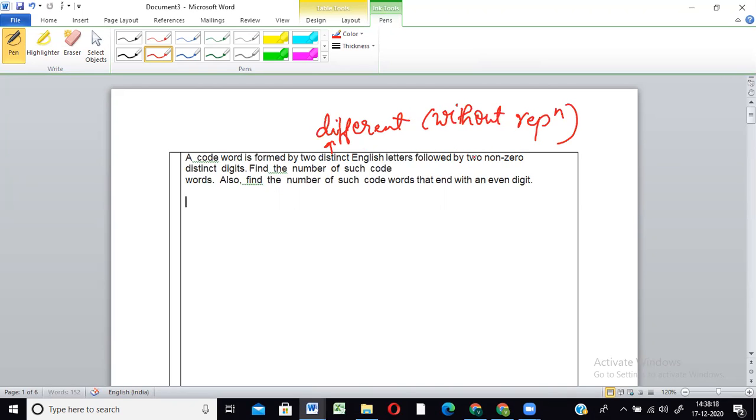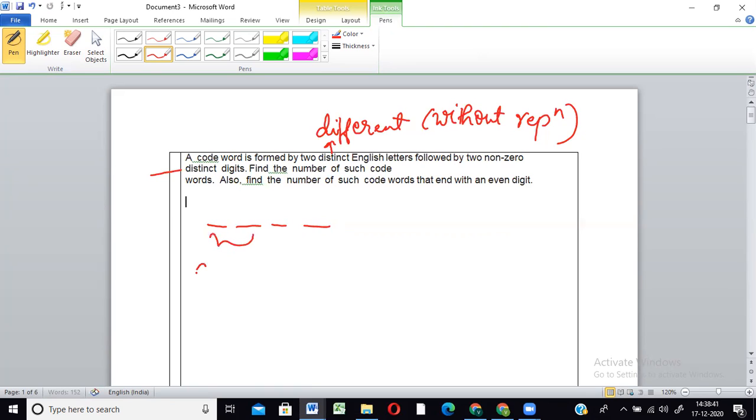Followed by two non-zero distinct digits. Again, here the same story. Find the number of such code words. Also find the number of such codes that end with an even digit. All right. So how are you going to do this? A code word is formed by two distinct English letters, followed by two non-zero distinct digits. So in total you have four.